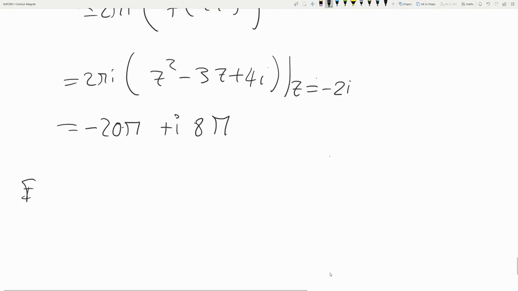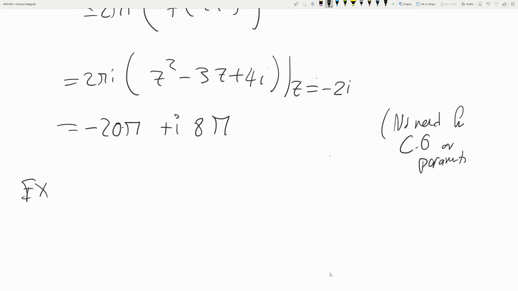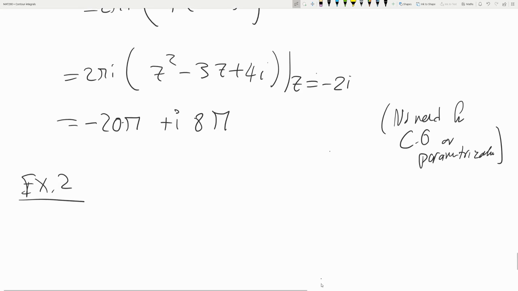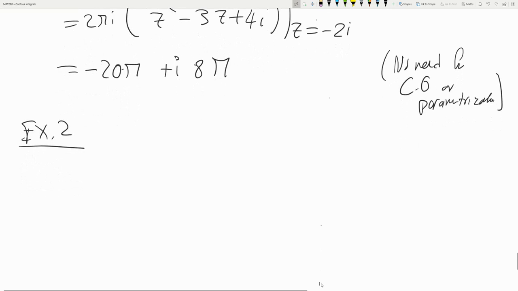All right. That was easy, right? No need for Cauchy-Goursat or parametrization. We just followed the formula, and that was it. Okay. Compute the following.